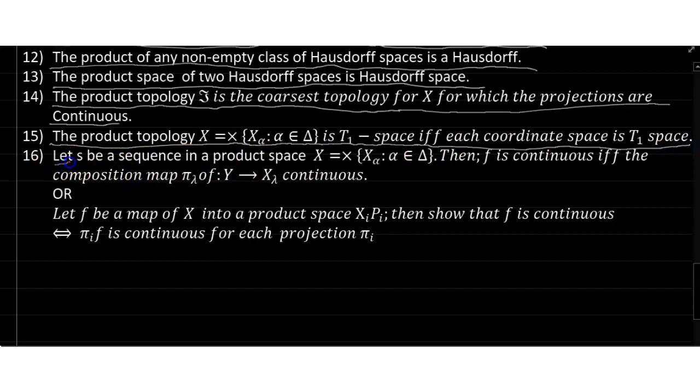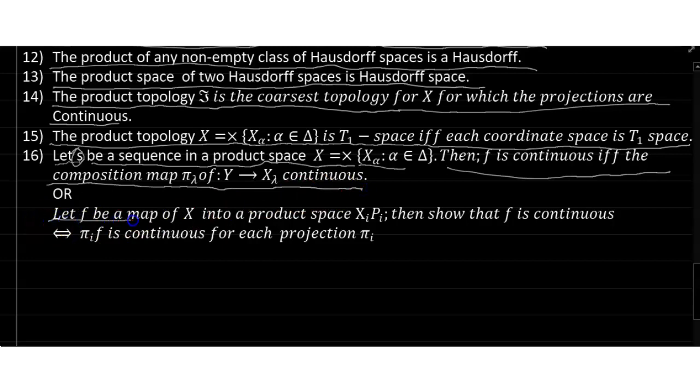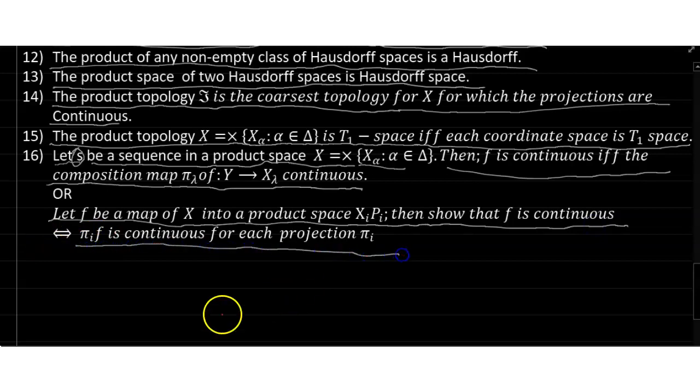Let S be a sequence in a product space X = the product of X alpha, alpha belongs to Delta. Then F is continuous if and only if the composition map pi lambda composed with F from Y to X lambda is continuous. Let F be a map of X into the product space, then show that F is continuous implies pi i composed with F is continuous for each projection pi i.